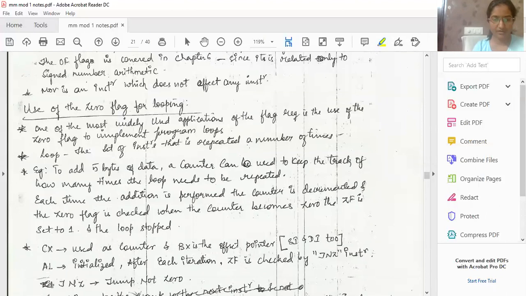So we will stop here. Use of the zero flag for looping, we will see in the next video.